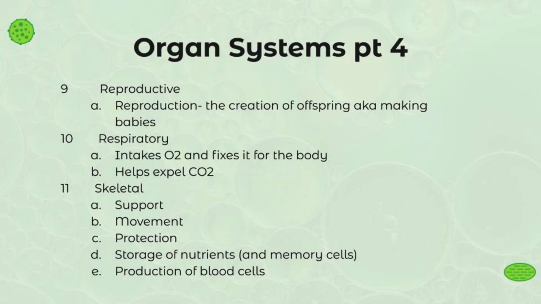And then last but not least, reproductive system, obviously reproduction, making of offspring. Respiratory, intaking O2, fixing it for the body so it can use it, and expelling CO2. And then skeletal. Your skeletal system helps support your body, allows for movement along with the muscular system, provides protection for organs and internal systems, stores nutrients and memory cells for your immune system inside the bone marrow, and also produces blood cells.